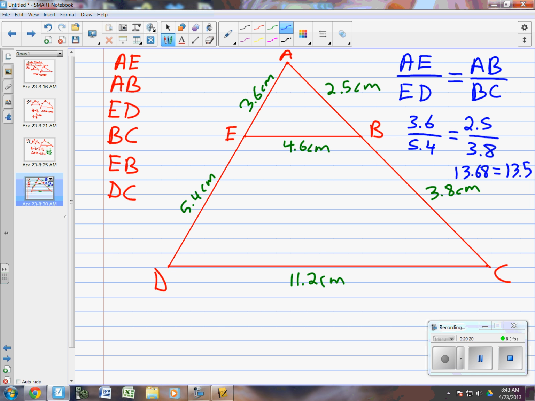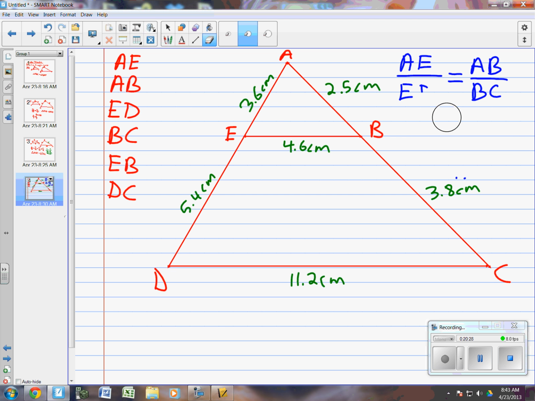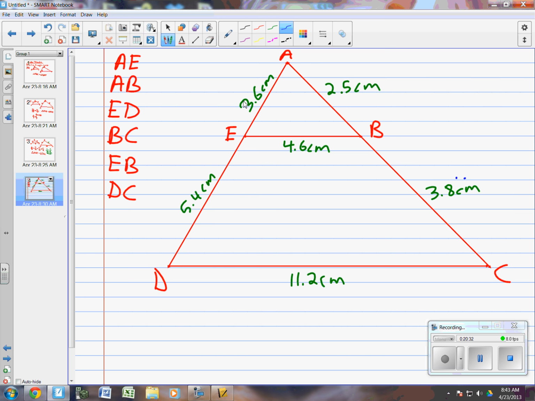Okay? All right. Now, also, erase these. How many triangles do I have here? 2, right? I have 2 triangles. I have AEB up here, and I have ADC. Now, by the way, are these 2 triangles similar? Is there one of those postulates that we just talked about that would show that these 2 triangles are similar?